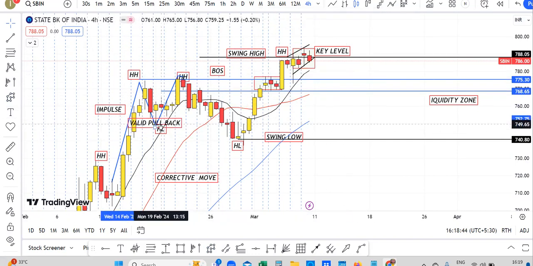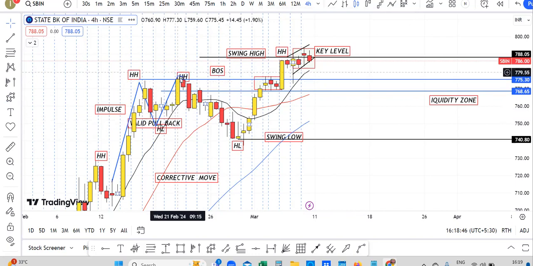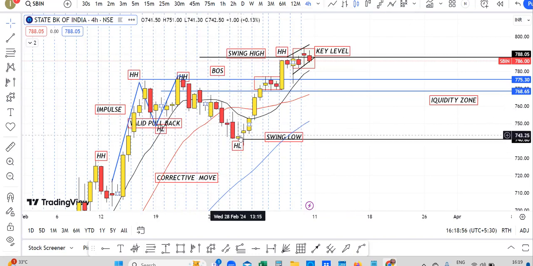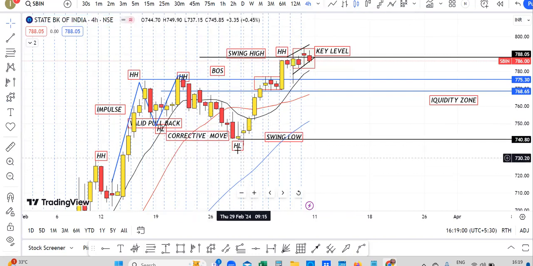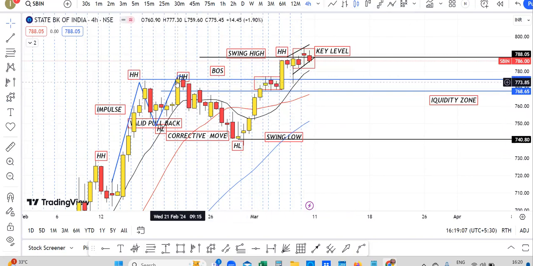Let me mark it as valid here. After the valid pullback, the market rallied and it took out the low of this valid pullback, and it resulted in a corrective move, creating a higher low, and the market started moving higher. And when it started moving higher and made a high over here around 786, then the break of structure happened.